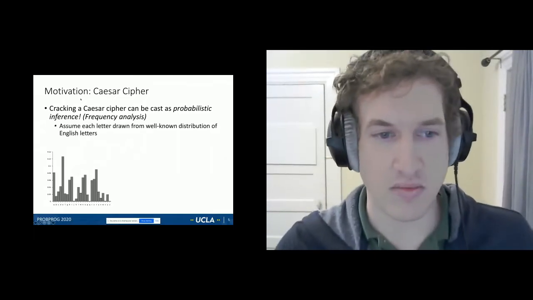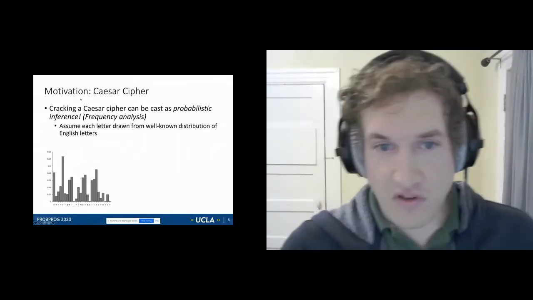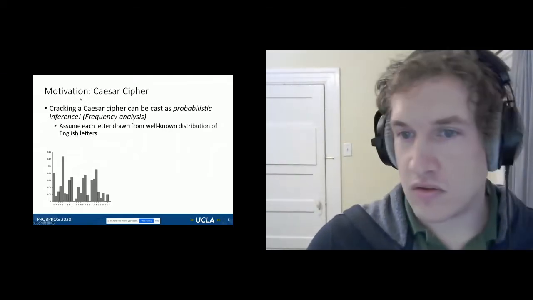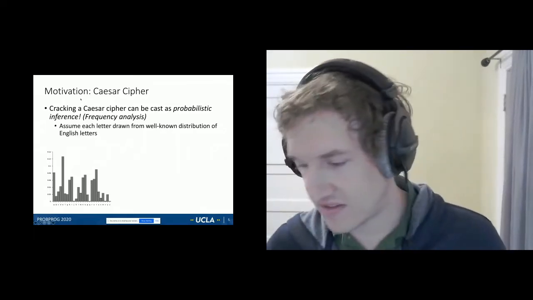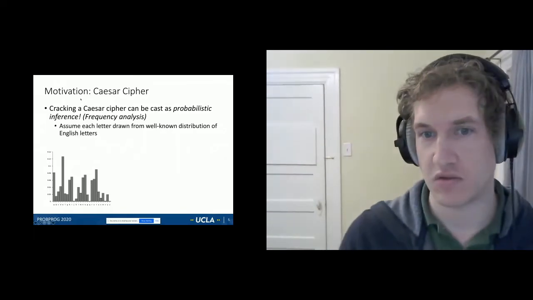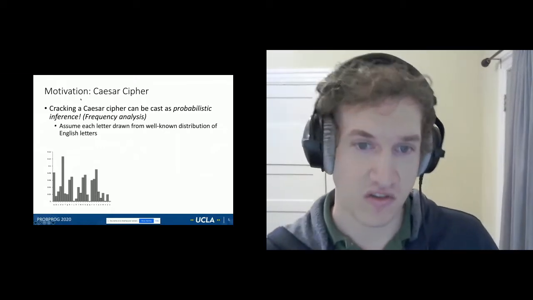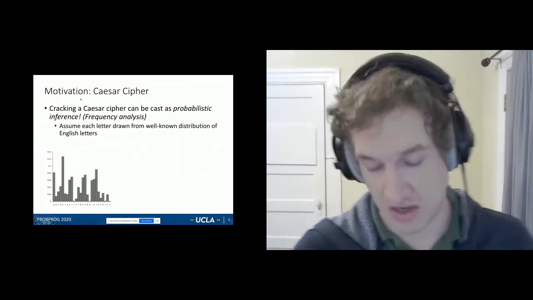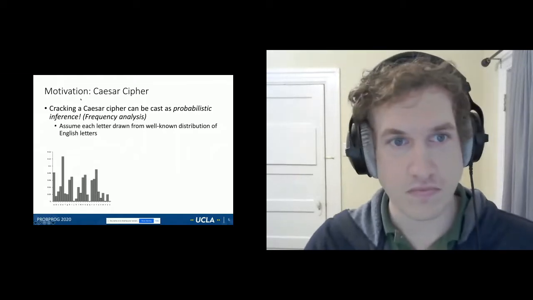You assume each letter is drawn from a well-known distribution of English letters. You can see it down here on the bottom left. That's the histogram. And then you observe the ciphertext, the encrypted text, and you compute the posterior distribution on the key. So this seems like a nice, natural probabilistic program that we'd like to write. Probabilistic programs are great because we can represent such distributions and then reason about them automatically without making custom inference algorithms. So let's make this program.